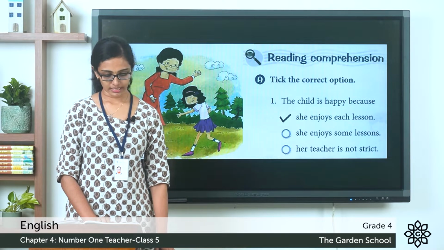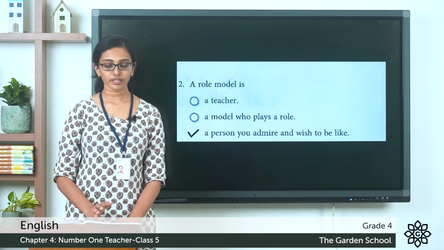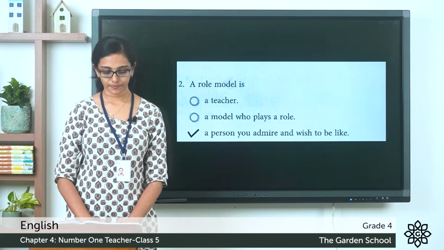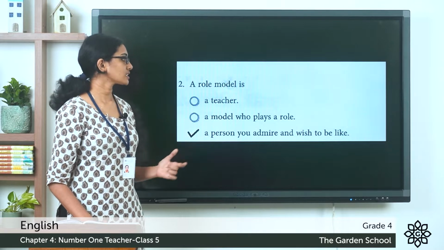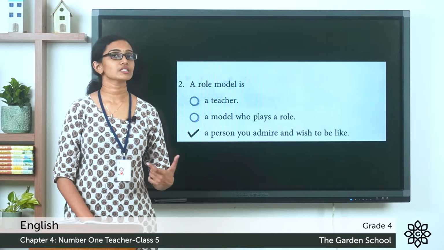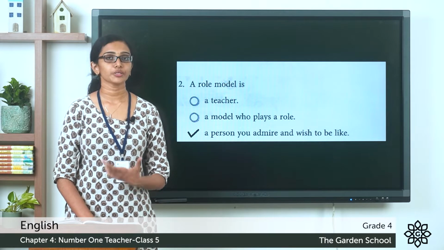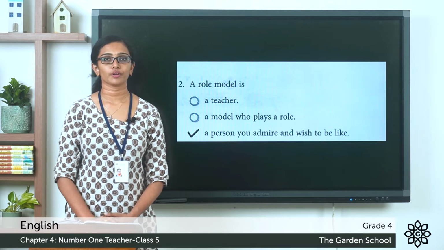Now the second question is, a role model is a teacher, a model who plays a role, a person who admire and wish to be like. Who is a role model? A role model is a person you admire and wish to be like. So you have learned this new word role model when you learned the poem. So whenever you learn a new word, you can make note of the word and its meaning in your notebook.